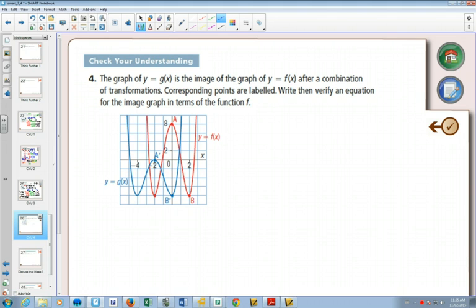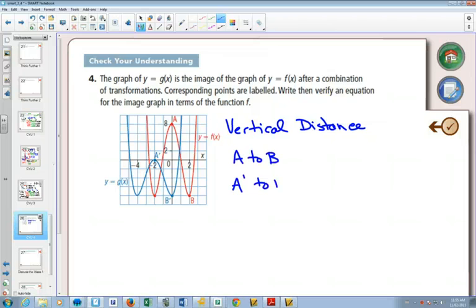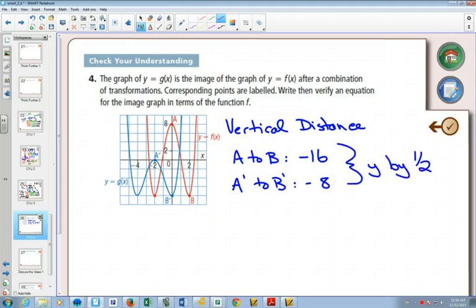We're going to look at both the vertical and horizontal distances. So if we look at our vertical distances first, from A to B and from A prime to B prime, we're going to notice how it's been stretched or compressed vertically. So A is at 8 and B is at -8. So we've got a vertical distance of -16 if you go from A to B. From A prime to B prime, we go from a y value of 0 down to 8. So we go down 8. And so what's happened to y values to do that? Your y values have been multiplied by a half.